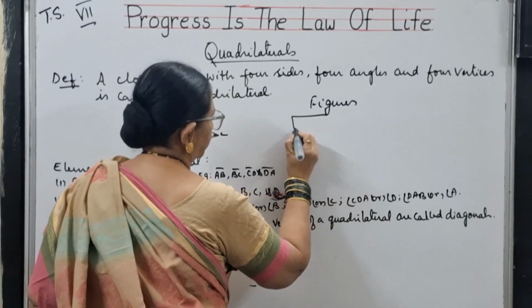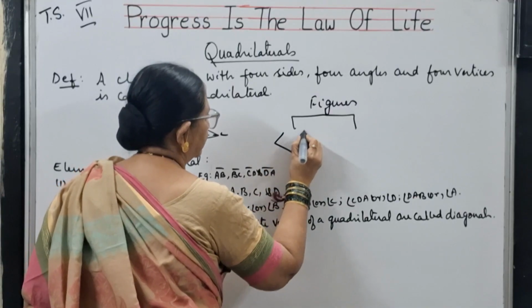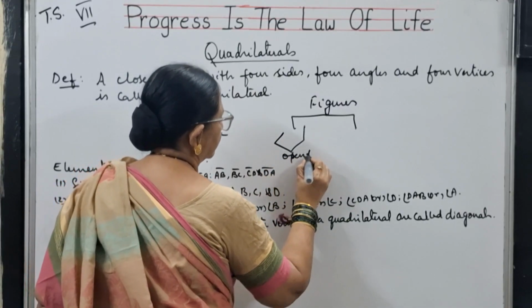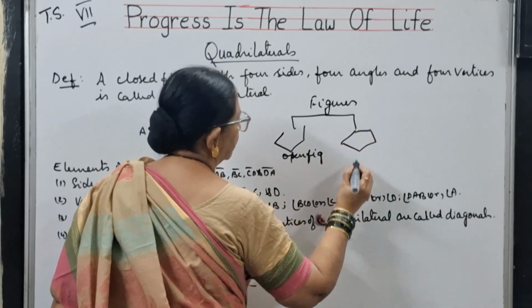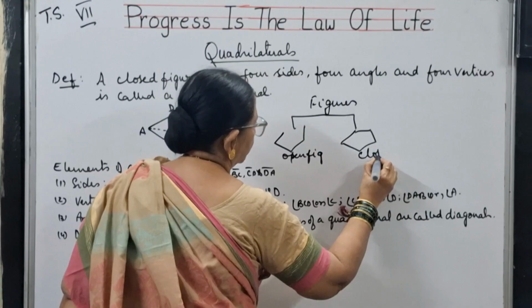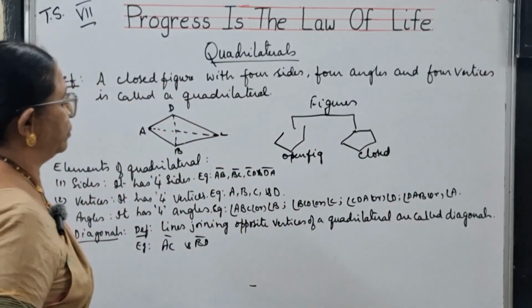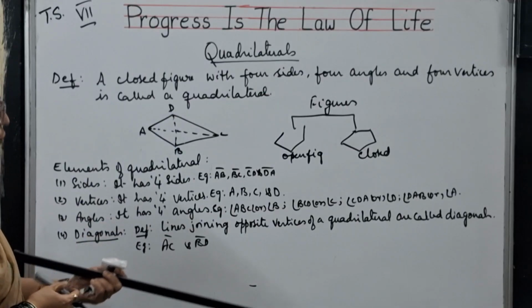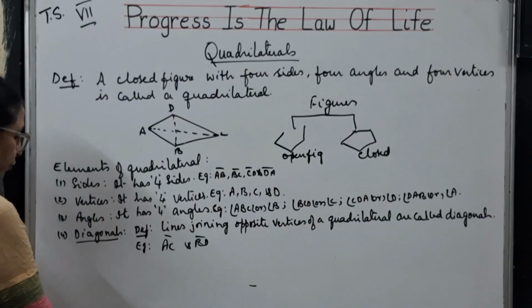Figures are of two types. One is open. Open figure means it is like this. There is a gap. These are called open figures. And a closed figure means like this, which is there is no gap between the sides. All are closed. So a closed figure which contains four sides, four angles, and four vertices.